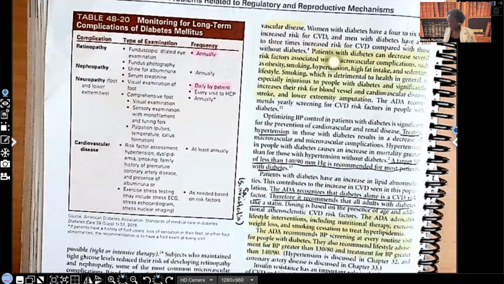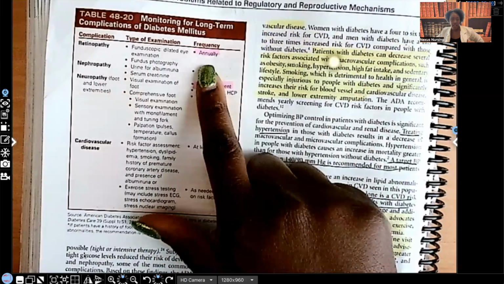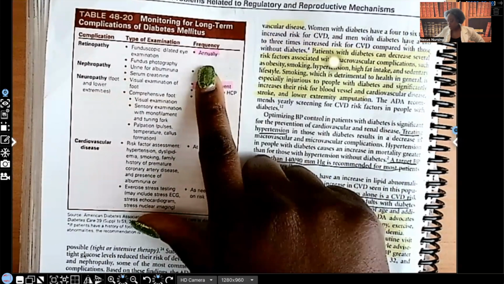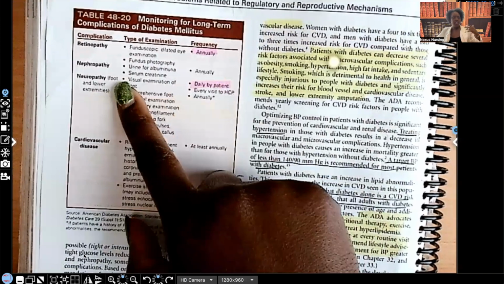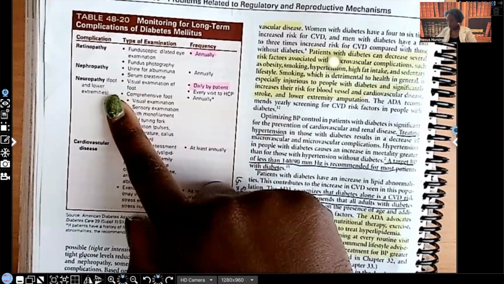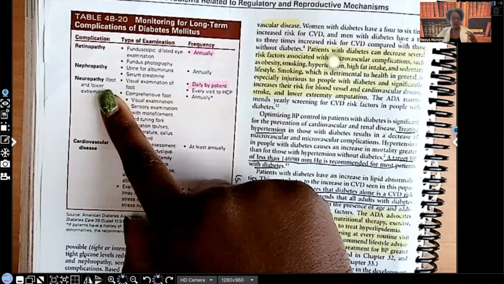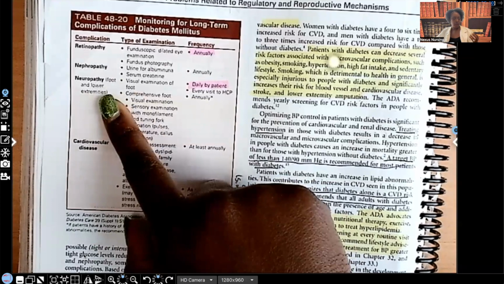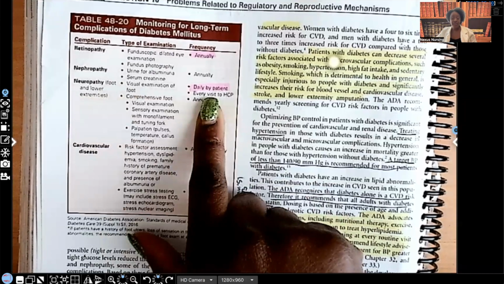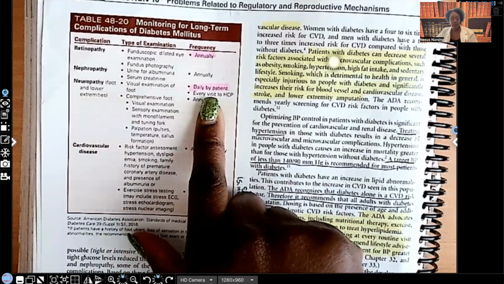Monitoring for long-term complications of diabetes. So for the retinopathy, very important. You're going to teach that patient to get their eyes checked at least what? Annually. Okay. Nephropathy, make sure they're getting their BUN, serum creatinine checked, glomerular filtration rate. Neuropathy, remember that patient will have foot and lower extremity loss of feelings. So you're going to teach that patient to check their feet every single day. If they can't, have somebody do it for them. If they can't reach down there to see, use a mirror. But it's very important that their feet are checked every single day.